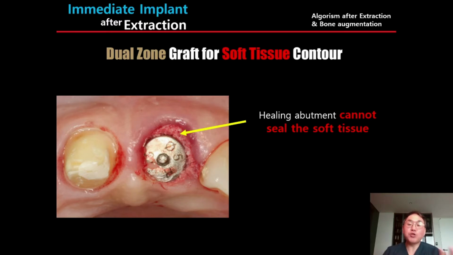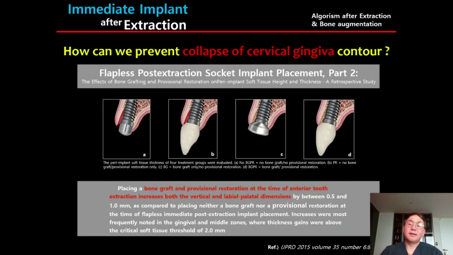The main purpose of this dual zone graft is to maintain this cervical gingiva contour. So we should seal this soft tissue hole. How can it seal the hole? Healing abutment? As shown in this photo, healing abutment cannot seal the soft tissue hole completely. The cervical shape of natural tooth is completely different from healing abutment. Natural tooth has oval shape. Healing abutment has round shape. So we need another device.